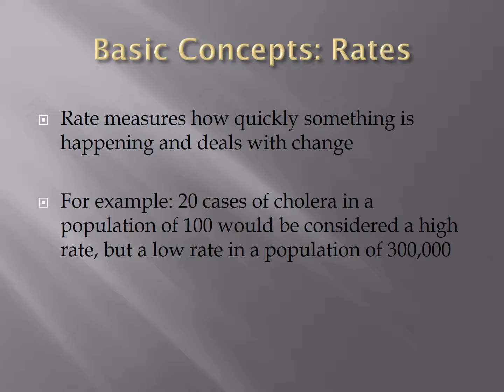Rates are the best indicators of the risk that a specific disease, condition, or event will occur. They may also measure how quickly something is happening and deal with change. I provided an example on the slide. If you have 20 cases of cholera in a population of 100, this would be considered a high rate of incidence. But a low rate if there were only 20 cases in a population of 300,000.